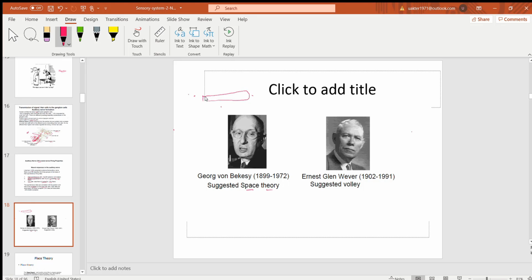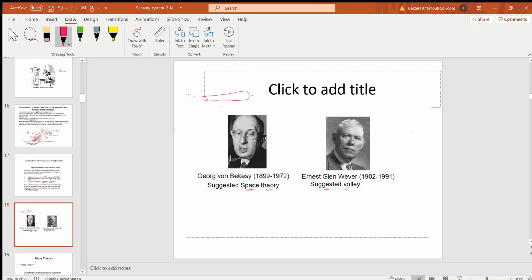Another famous scientist in this area is Ernest Glen Wever. And Glen Wever suggested another very important theory that is called the Volley Theory. What the Volley Theory actually explains is how high frequency sound is transmitted through the cochlear nerve fibers towards the brain.